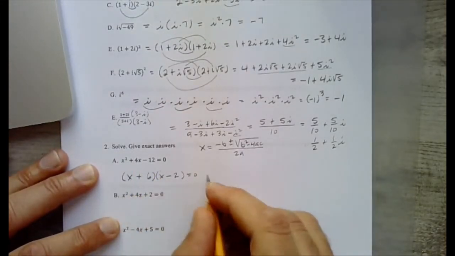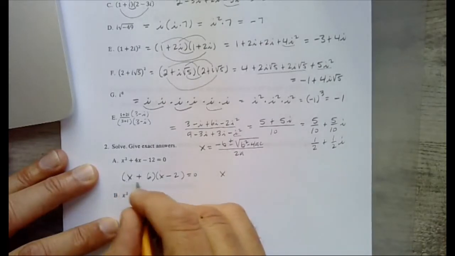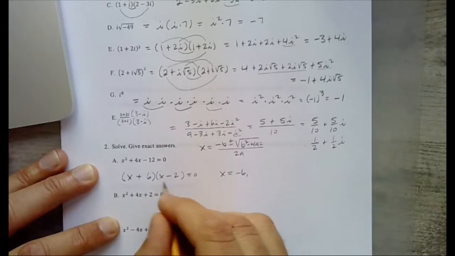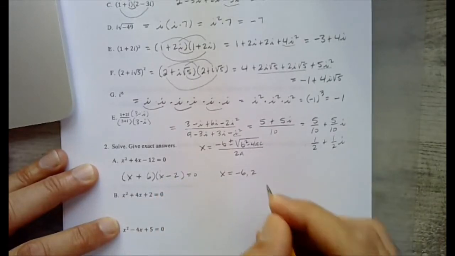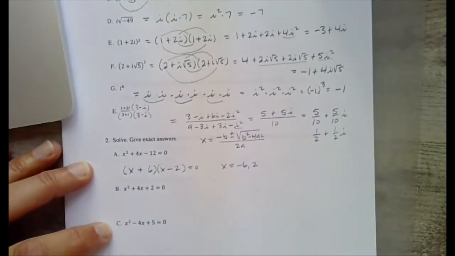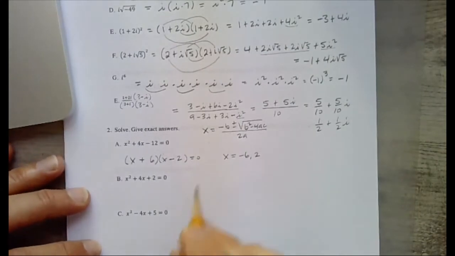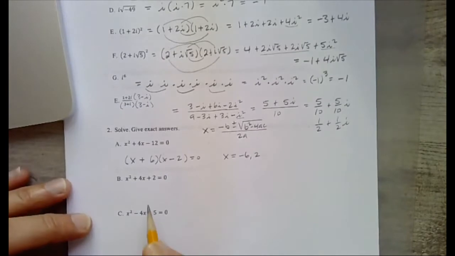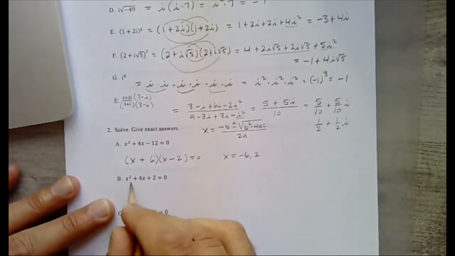So what's going to make this equal to 0? It's when x plus 6 is equal to 0 or x is negative 6. And this is going to be equal to 0 when x is equal to 2. Okay? We could have done that one with the quadratic formula, but we could also factor it. Okay, I'm going to do these other ones using the quadratic formula.